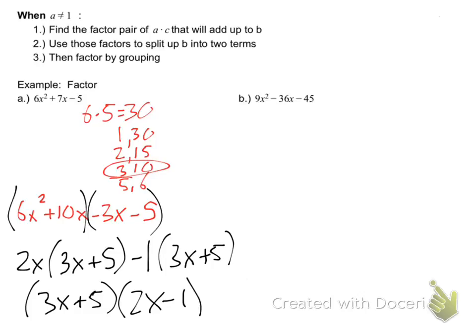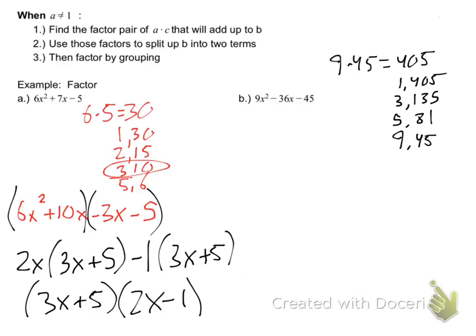I'll give you guys a couple seconds to try the second one on your own. Okay. So, what do we get? What's 9 times 45? Equals 405. That means 1 and 405. 2? No. 3? Yes. What? 135. 4? Probably not. 5? 81. Getting closer, I think. Yeah, we've got to get to 36. 6? No, I don't think so. 7? 8? 9? 9 and 45. 10? 11, 12, 13, 14, 15? 27. I think we can stop.